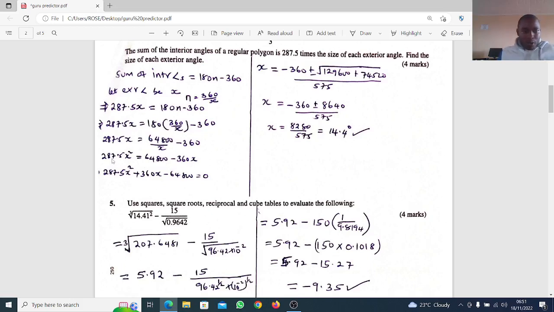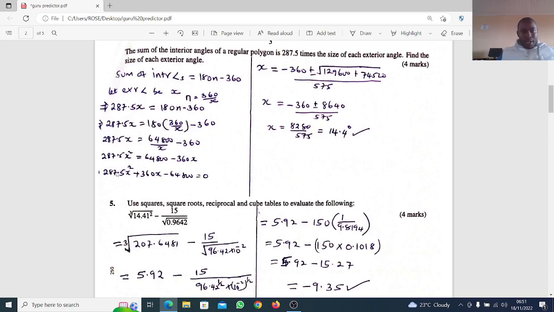So this forms a quadratic equation. If you rearrange it, you bring this to the left hand side, plus 360x, and you bring this to the left hand side, minus 64,800 equals 0. So that's a quadratic equation. I have solved it using the formula method, that is x equals minus b plus or minus the square root of b squared minus 4ac, over 2a.